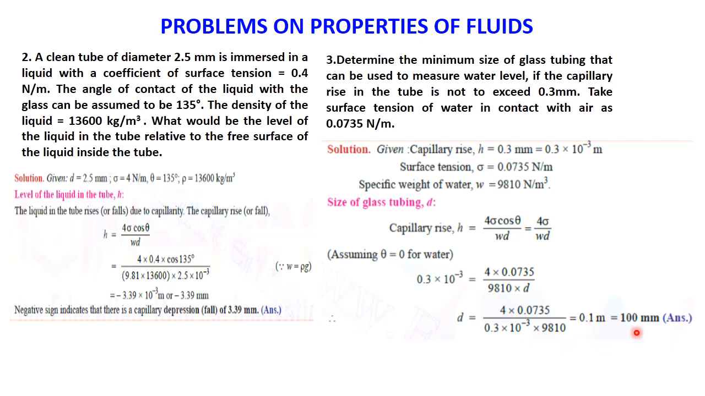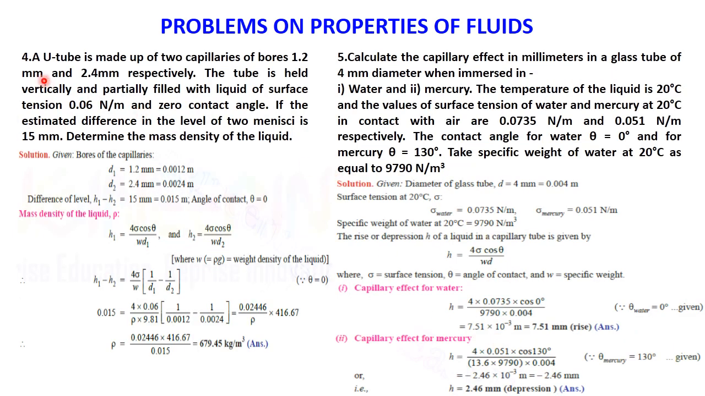So D, when we calculate, is 0.1 meter. So we get the diameter of the pipe or of the capillary is around 100 mm. So the value of diameter of the pipe, glass tubing, is 100 mm.